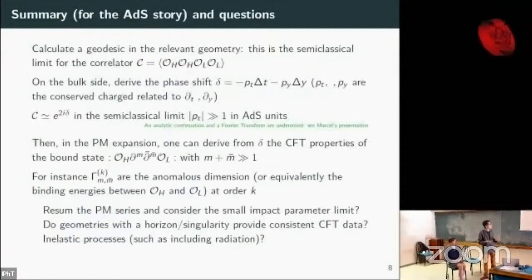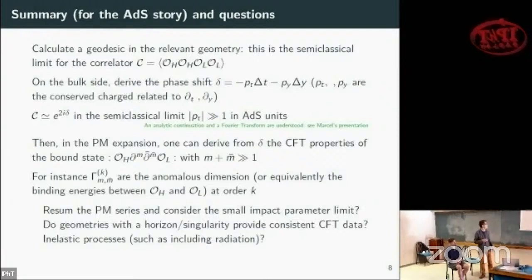And then the question is, you can go both ways. You can use geometries and bulk calculation to derive CFT quantities, right? So you can derive anomalous dimensions and things like that. And Marcel maybe will say something more about that. Or you can do the other way around. You can say, okay, can we use CFT constraints? And the bootstrap constraints are one of the keys to say whether geometries are allowed or not.